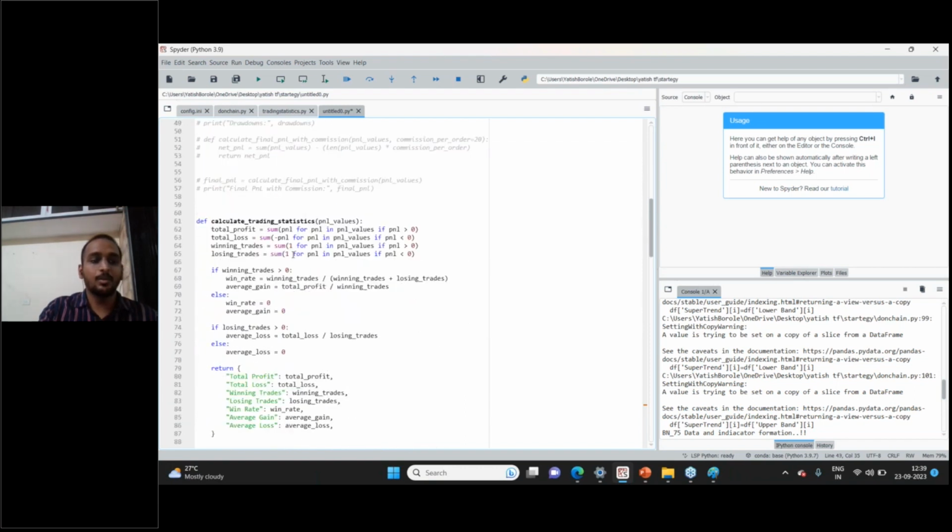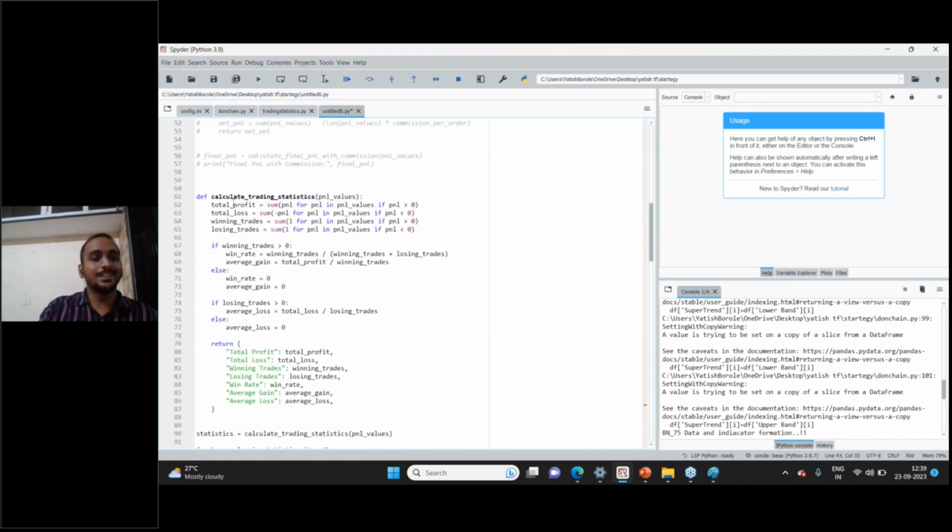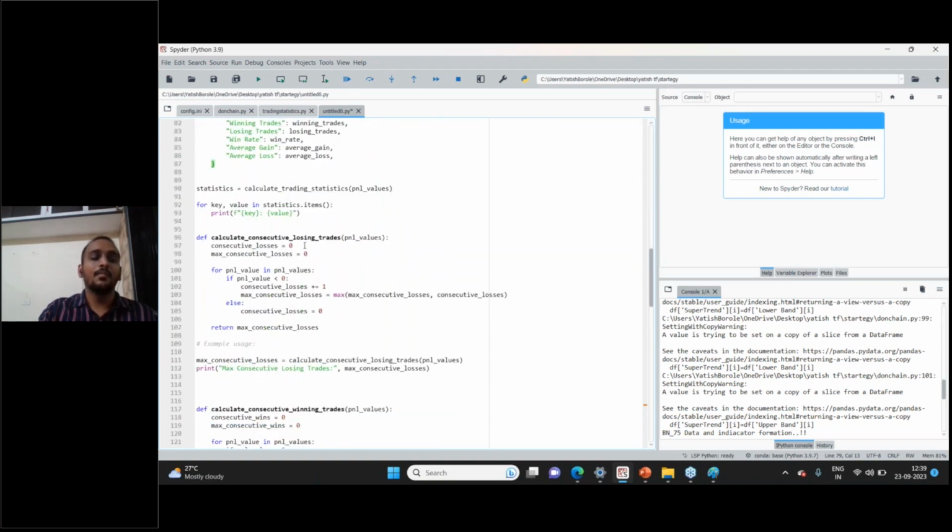The next function is calculate trading statistics. This particular function will calculate the total profit for us, the total loss for us, the winning trades, the losing trades, as I showed you on that particular slide, exactly what statistics we'll be looking at. Then this piece of code will be calculating consecutive losing trades. That is, if I'm following a system and I may face 5, 10 losing streaks, then I want to analyze on that back office report what consecutive losing streaks I faced in life.